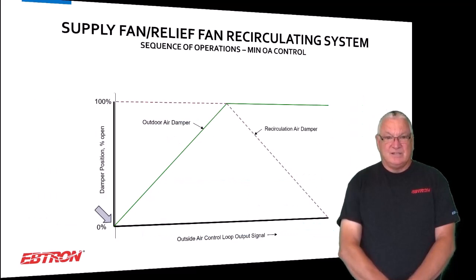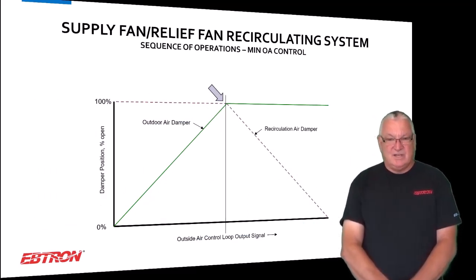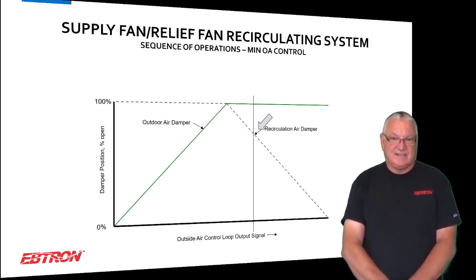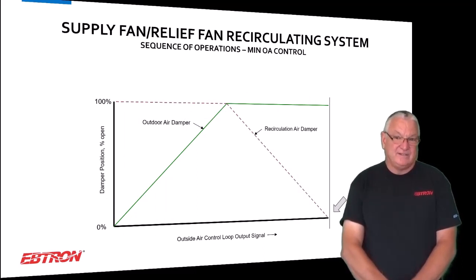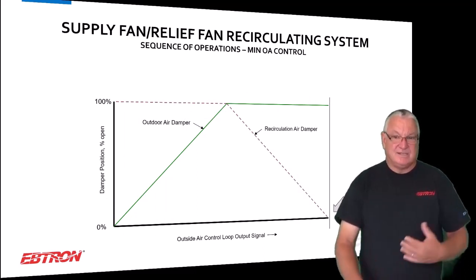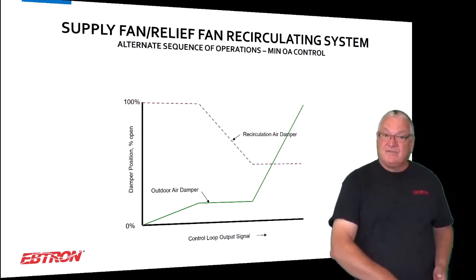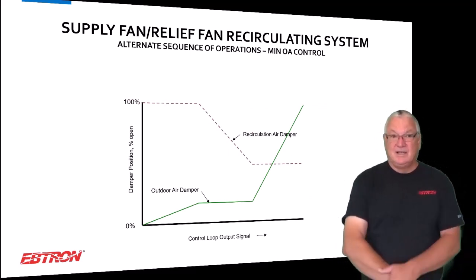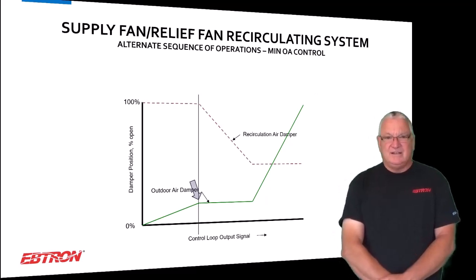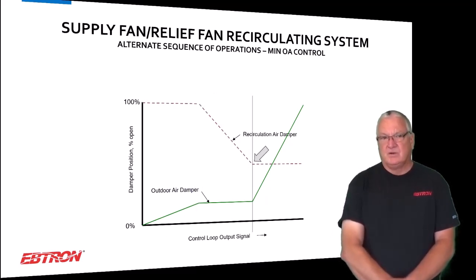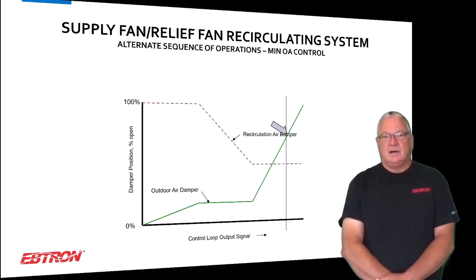And the sequence is simple. It's the same old sequence we've been talking about for increasing outside air. There's no return fan, so it's not part of the sequence. The setup is a lot easier. I do like supply return fan systems though, okay? And the alternate, guess what? A lot of repetition here. It's the same, okay? So that's the good part.